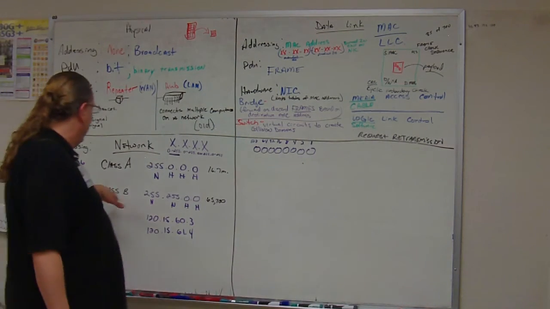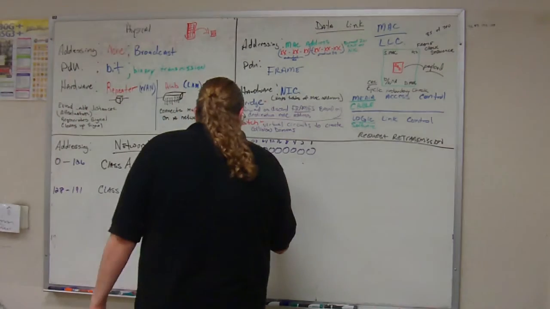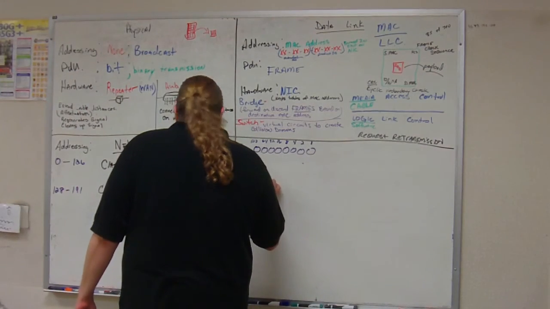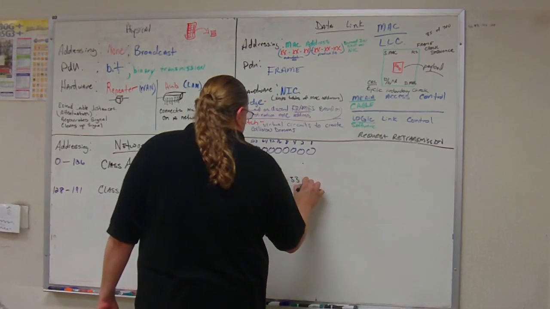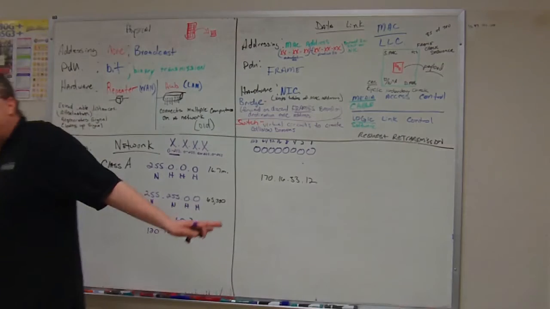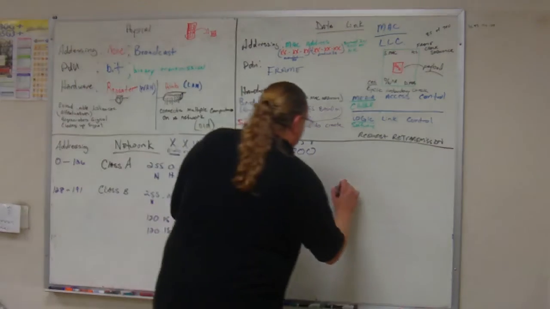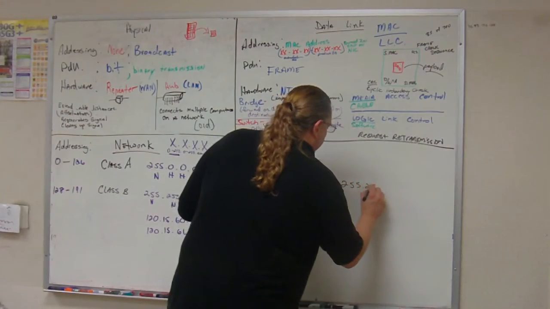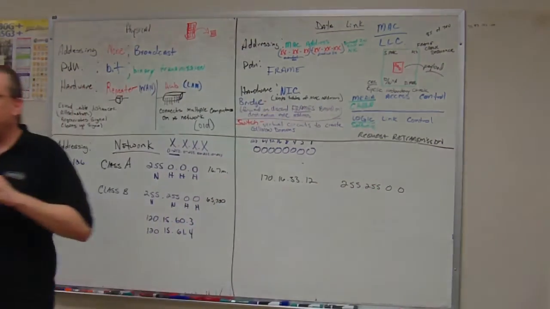Now, any one network is only going to have the one network number. So when you see an IP address, let's say, for instance, 170.16.33.12, this doesn't tell you anything by itself. You can only guess that it might be a Class B. You have to have a subnet mask with it.